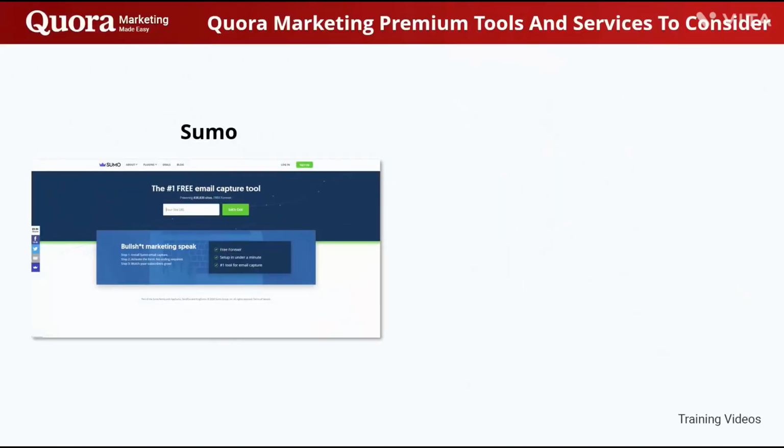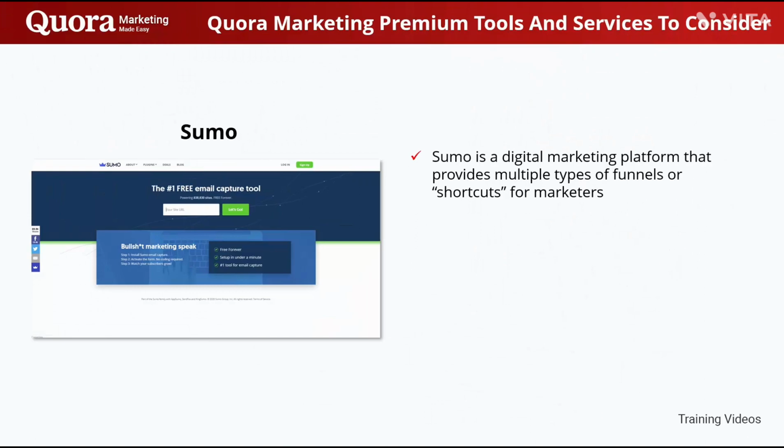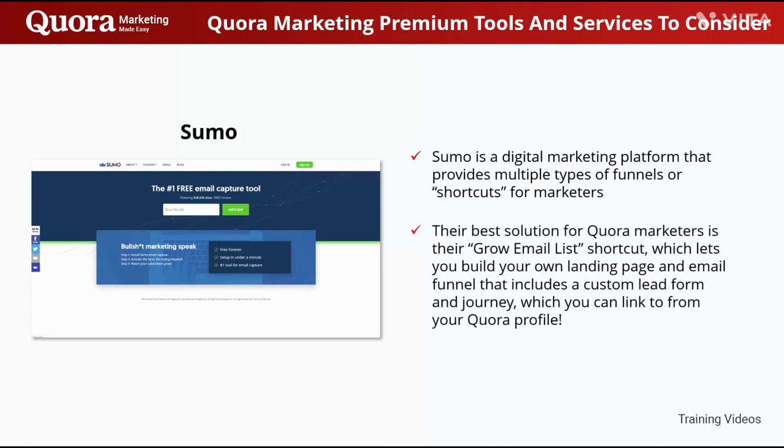Sumo. Sumo is a digital marketing platform that provides multiple types of funnels or shortcuts for marketers. Their best solution for Quora marketers is their Grow Email List shortcut, which lets you build your own landing page and email funnel that includes a custom lead form and journey, which you can link to from your Quora profile.